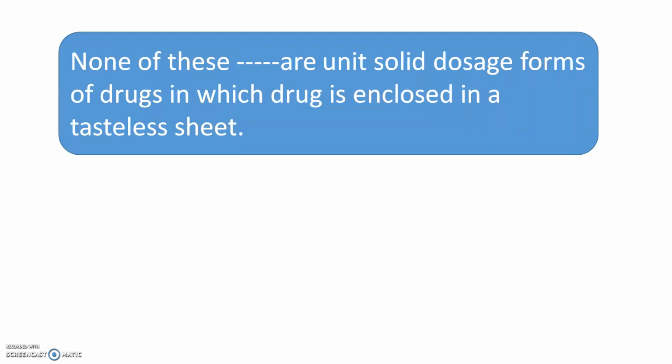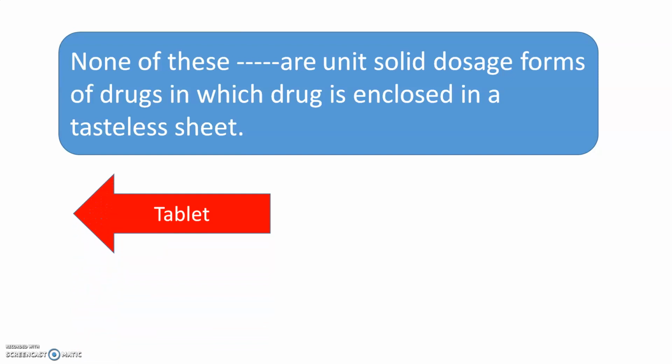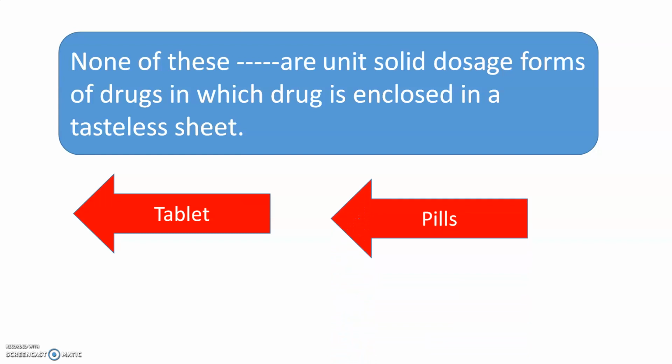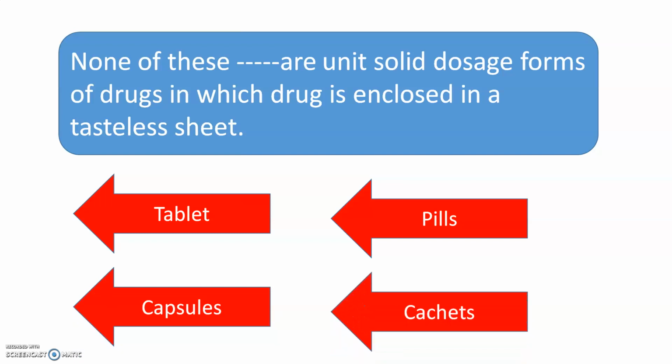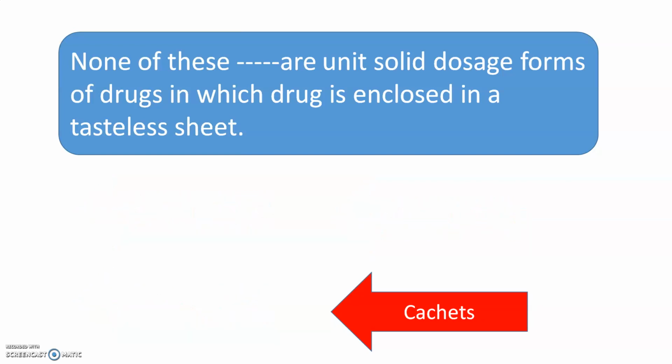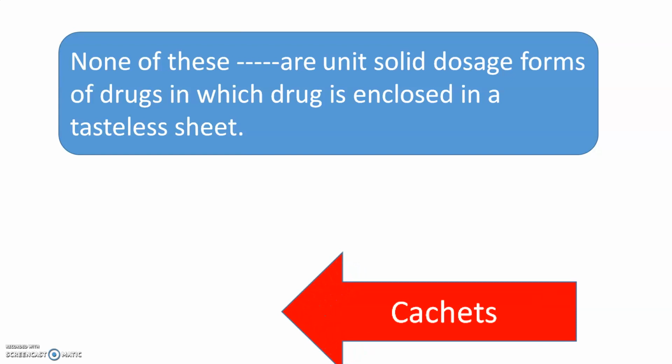Which of these are the unit solid dosage forms of drugs in which the drug is enclosed in a tasteless sheet? The options are tablets, pills, capsules, or cachets. Yes, cachets. And the cachets are the unit solid dosage forms of drugs in which the drug is enclosed in a tasteless sheet.